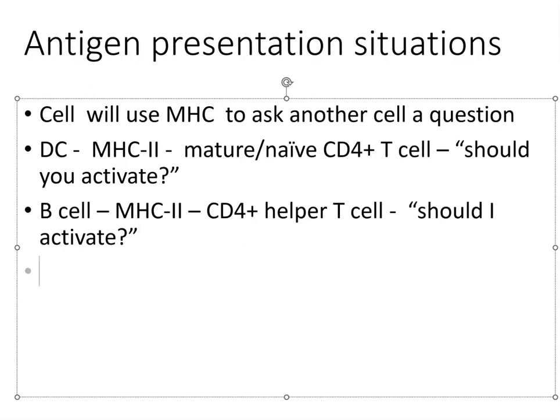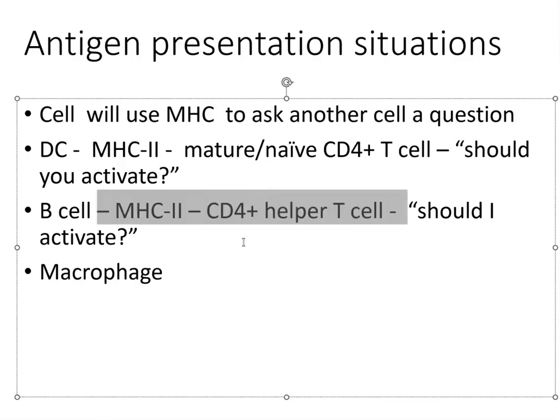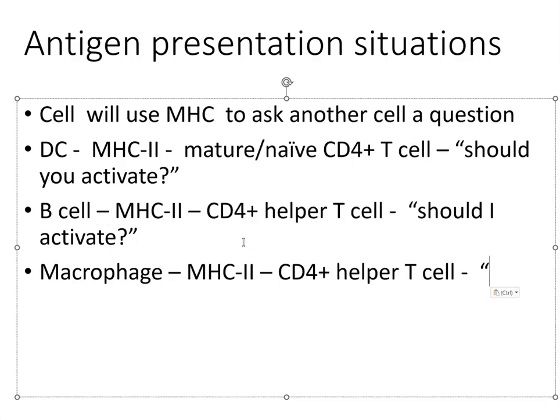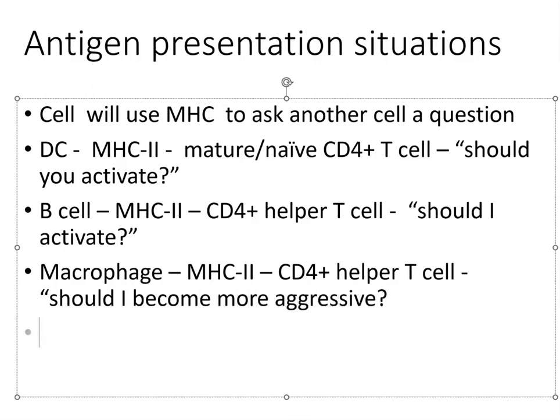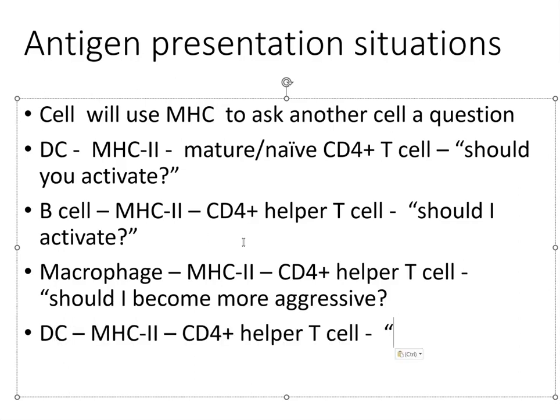A macrophage can ask, whoa, hey, no, not that. A macrophage can use MHC2 to ask a helper T cell, should I become more aggressive? A dendritic cell can ask a helper T cell, may I be licensed? So may I start activating CD8 positive T cells? Those are the major MHC2 situations.